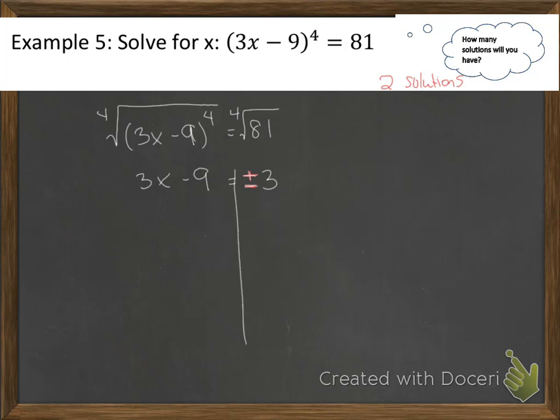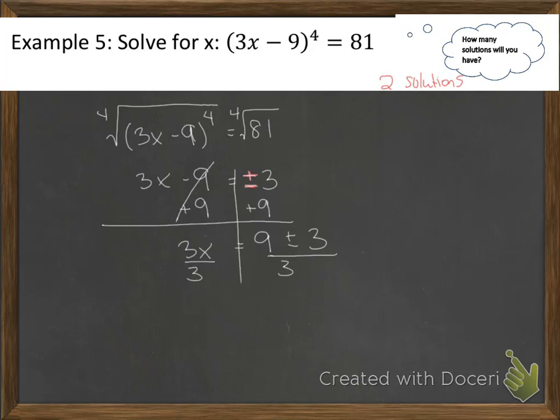Okay, and we're going to proceed just like we did in the last problem. First, I'm going to add 9 to both sides. So I have 3x is equal to 9 plus or minus 3. Okay, I'm going to divide both sides by 3. And then I have this sort of weird looking guy. I have 9 plus or minus 3 all over 3.